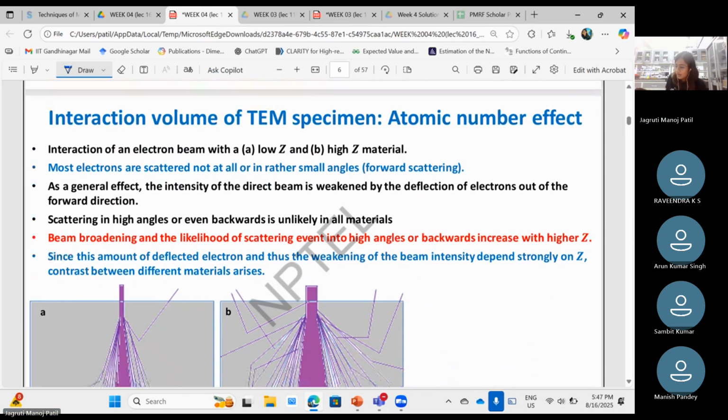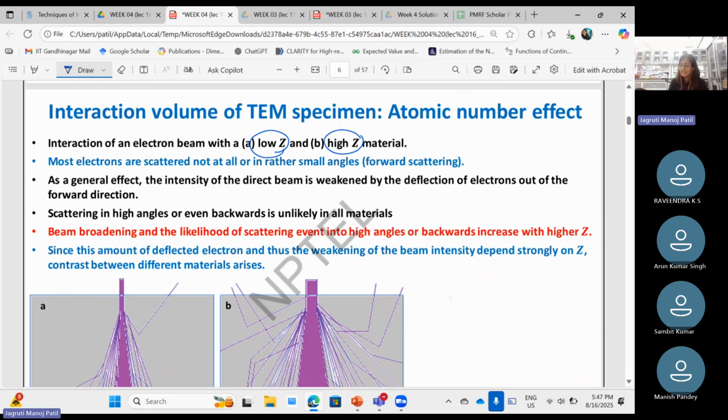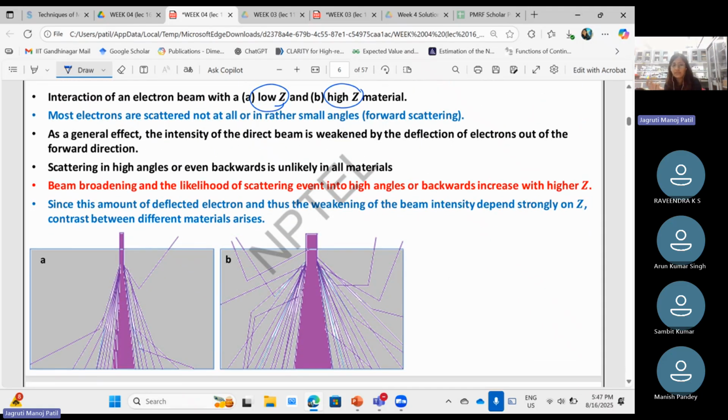Now, we have an interaction volume of 10. That's nothing but a very thin transparent sample that we assume right here. So what's the effect of the atomic number? You can have either a low atomic number or a high atomic number element, and then most electrons would either scatter in a straight path or nothing would get deflected. So scattering at higher angles or even backwards is unlikely in all materials.